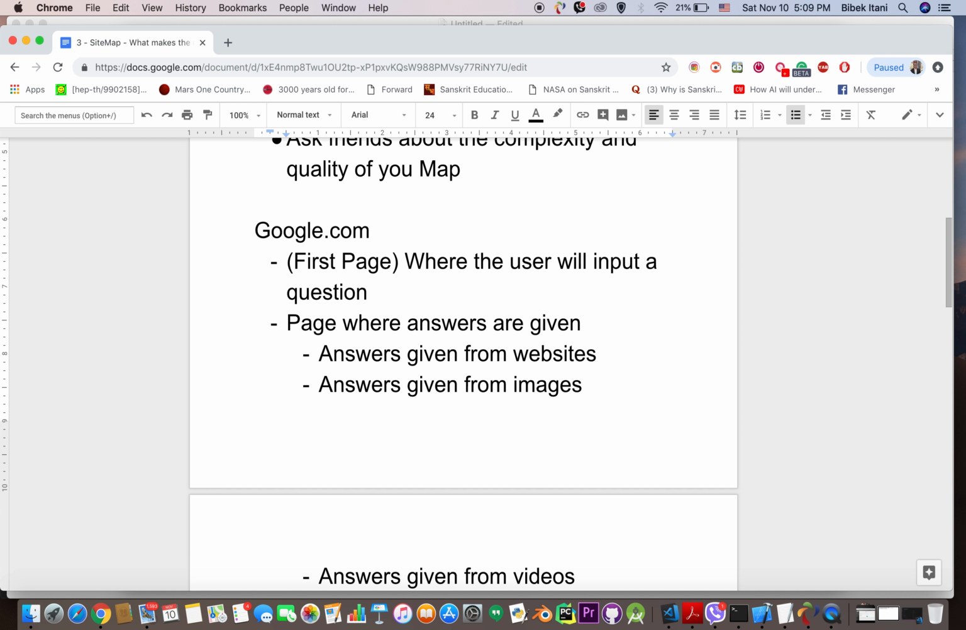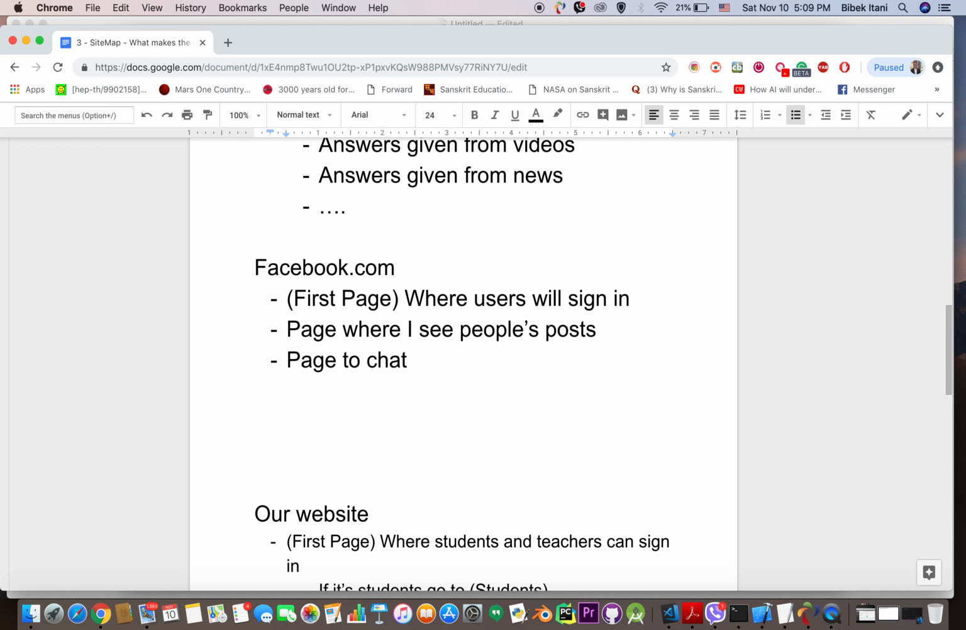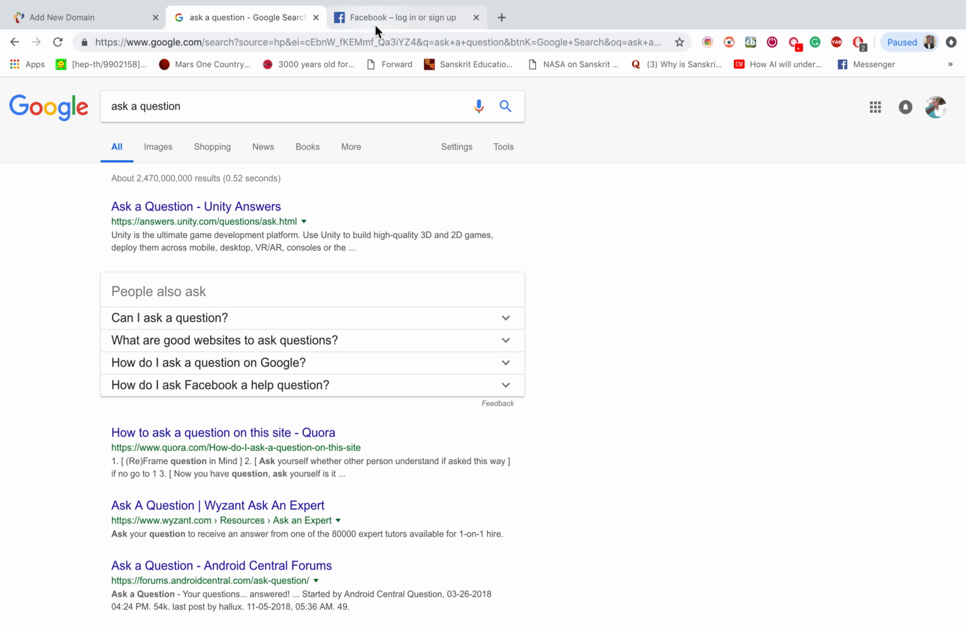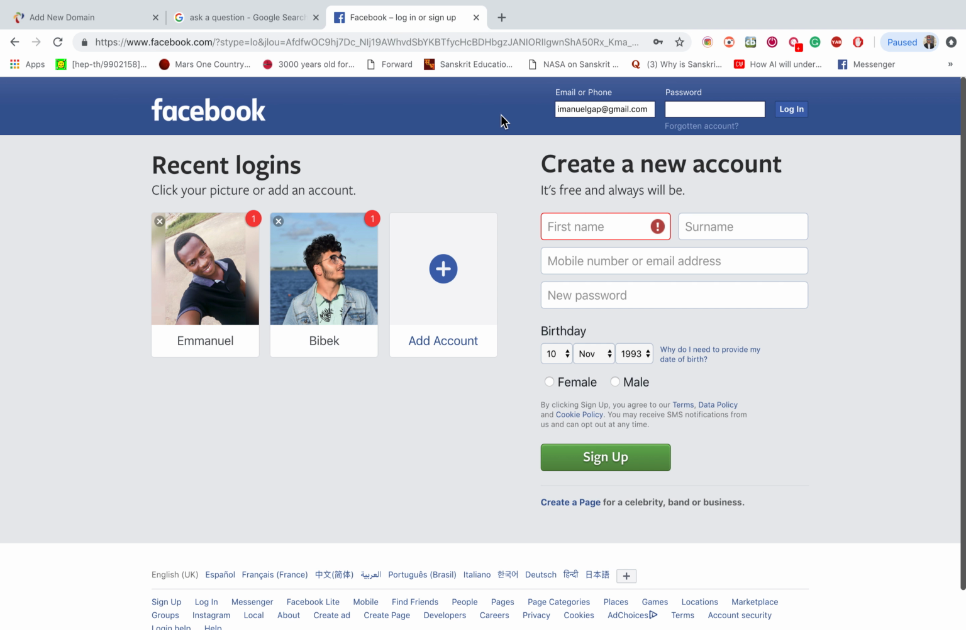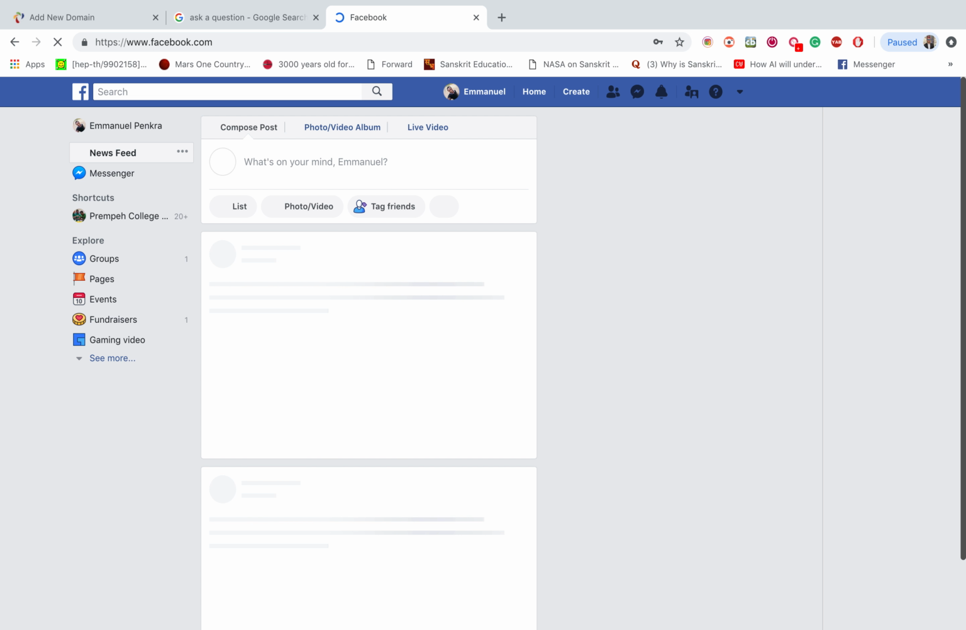Another example of a website which I want to use here is Facebook. So when you go to facebook.com, the objective of Facebook is to connect people all around the world. And when you go to facebook.com, the first thing is to enter your email and password. So you should know that it's very crucial in such a website.